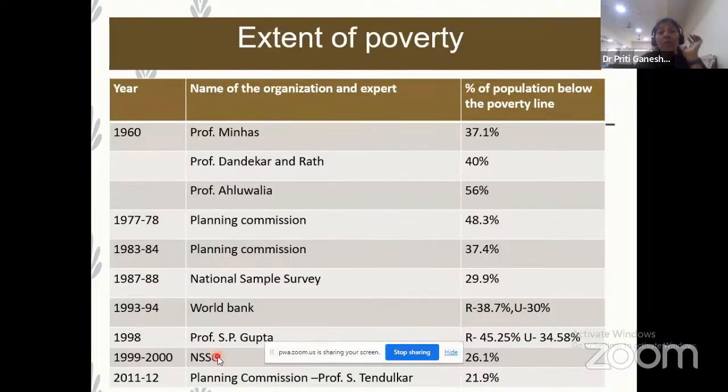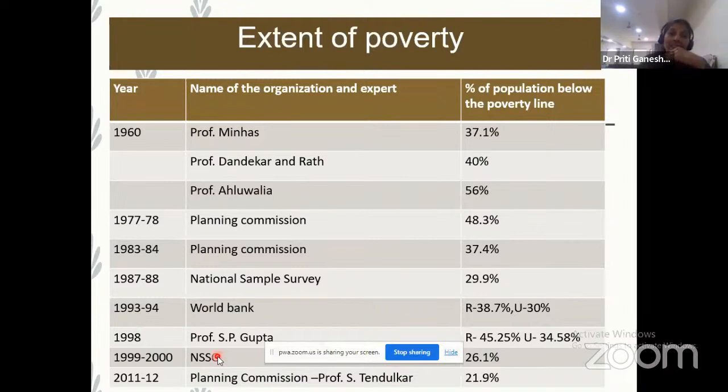Then another question which is most likely to come in your paper is the extent of poverty, that is, calculating poverty in India. How much poverty is there in India? We have to calculate that. How are you going to calculate? It is calculated by different economists, for example Professor Minhas, Dandekar, Rath, Ahluwalia, the Planning Commission. Here you have to learn the table and data by heart, because whenever the word extent is asked in your paper, it means you have to write in data format. The expected answer should be in data only.